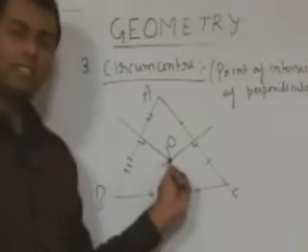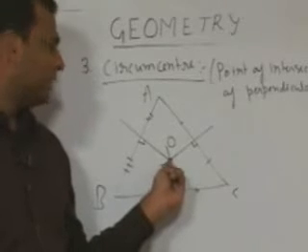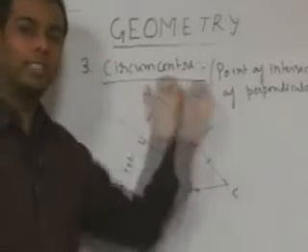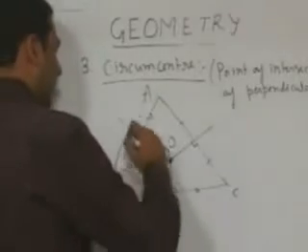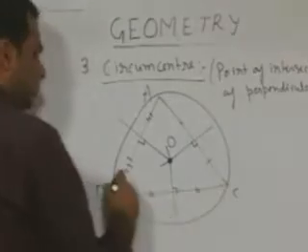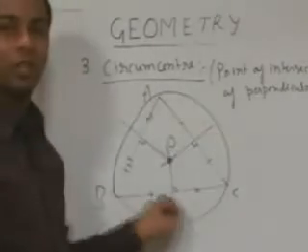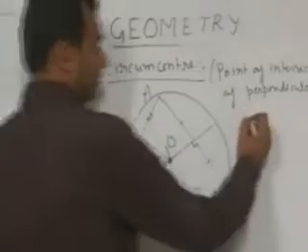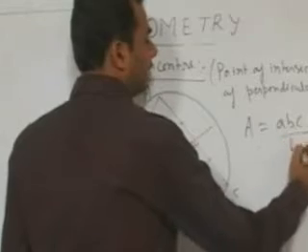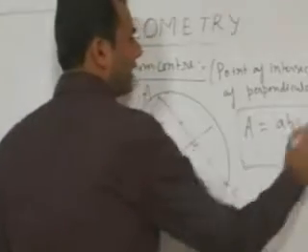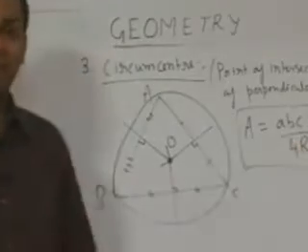Remember that the circumcenter is the center of the circle which can be drawn outside this triangle through these three vertices. So by taking this as a center we can draw a circle, where O is the center of the circle. The area is always equal to ABC by 4R. So by using this formula we can find the circumradius, which is denoted by capital R, and this is known as the circumradius here.